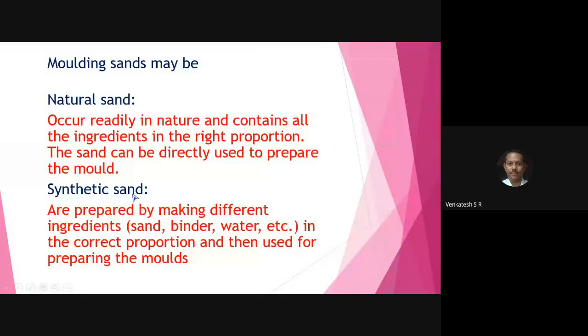And synthetic sand, so this is the sand prepared for making of the mold. For this they add magnesium oxide or sand binder, water, etc. This is called synthetic sand. This is prepared sand. The name itself indicates synthetic sand. So there are two types of molding sand: natural sand and synthetic sand. Just write down one by one. On the left side, natural sand, underline that. Below that, write down synthetic sand.